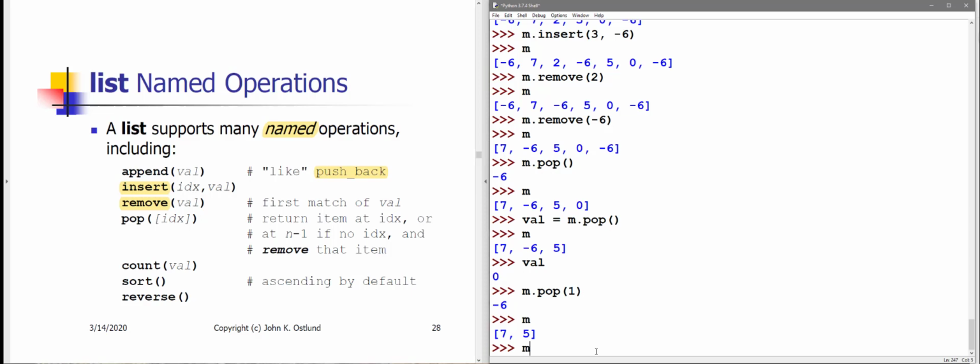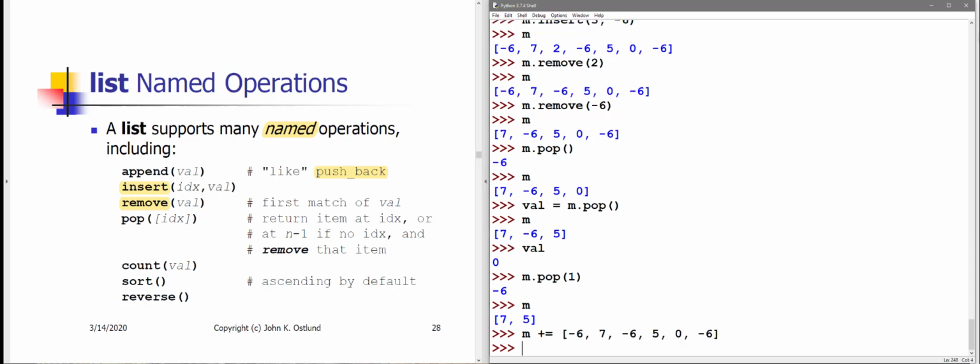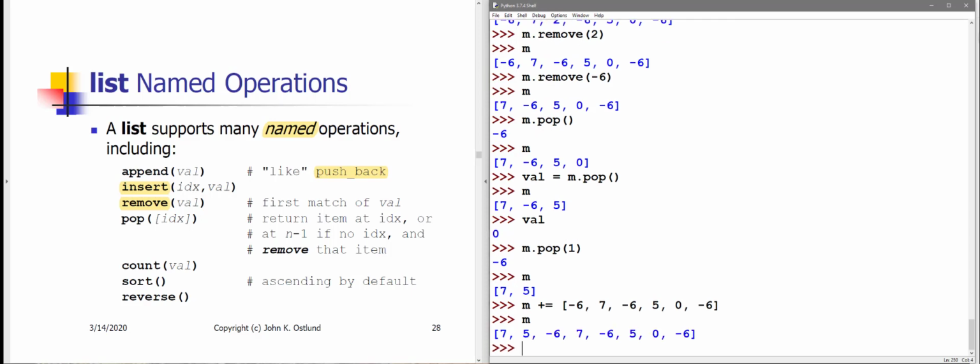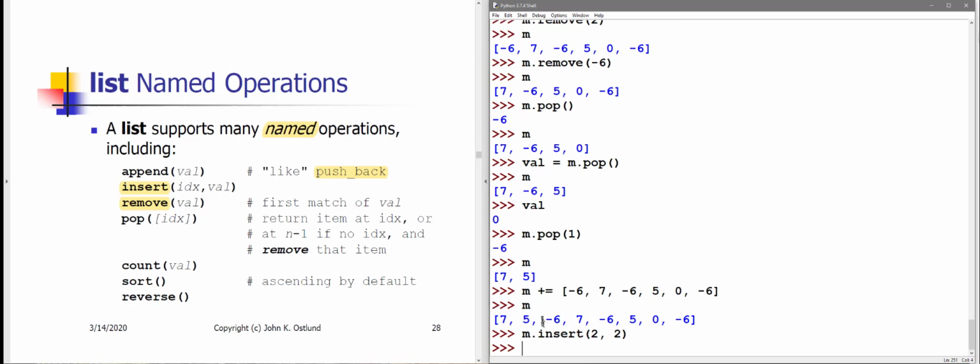So let me say m plus gets. Remember, plus gets is the same as saying m gets m plus something. And I can concatenate some list onto the end of m. I'm going to copy and paste this list from way back there. Okay, so now m has a bunch of stuff in it once again. A couple of 7s, a couple of 5s, a 0, 3 minus 6s. Let's just for gags insert in position 2 a 2, or ahead of position 2. So that inserted ahead of this minus 6 the value 2. There we go.